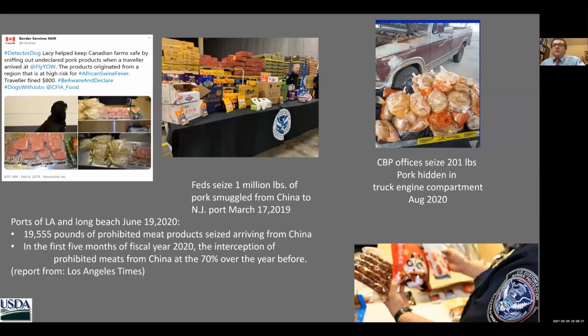A report that was given last year said that the ports of LA and Long Beach, just these two ports in the U.S., had almost 20,000 pounds of prohibited meat products from China seized in just the first half of 2020. In the first 5 months of 2020, the interception of prohibited meats from China was 70% over the year before, and this was even with COVID happening. So you can see that illegal imports of meats are a problem, and these are some examples of what we found.